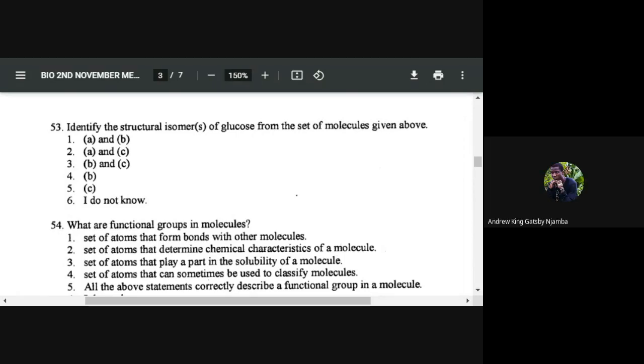Okay. Identify the stereoisomers of glucose from the set of molecules given above. That's the last question we're looking at. Then we call it a night. Identify the stereoisomers of glucose from the set of molecules given above.